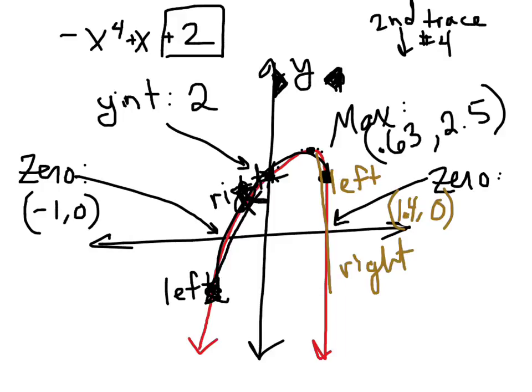Again, there's going to be one question where you have to graph it and tell me the important points. That's the important points. There was only one max, there was one y-intercept, and there were 2 zeros.